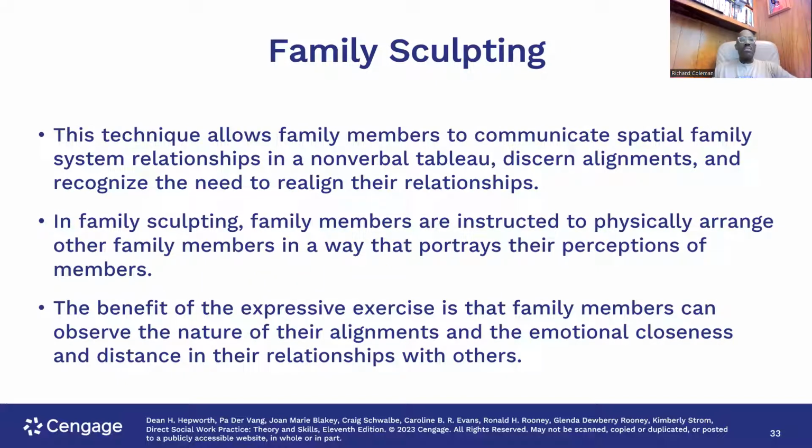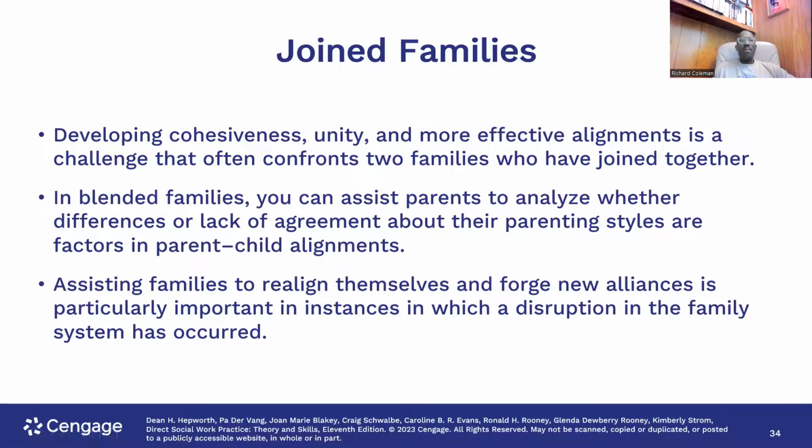Family sculpting is a technique which allows family members to communicate spatial family system relationships in nonverbal, tangible ways, discerning alignments, and recognizing the need to realign relationships. If things aren't working between mom and daughter, and we look at what some of those things are around that relationship, how do we restructure that, or how do we sculpt that in a different way? Family members are instructed to physically arrange family members in a way to portray their perceptions of others. So it's a really promising technique as well.